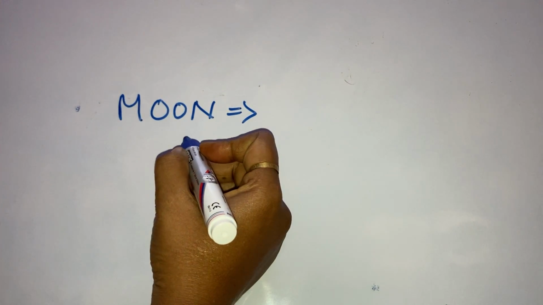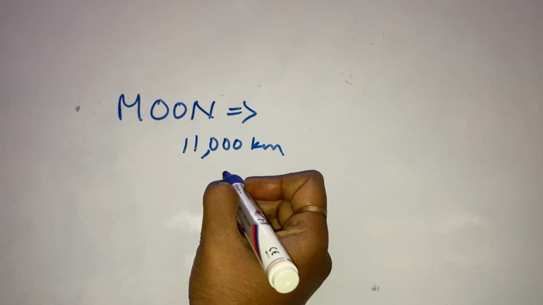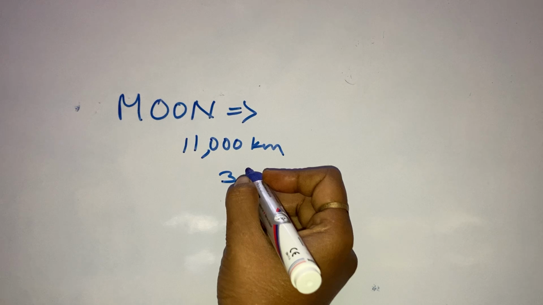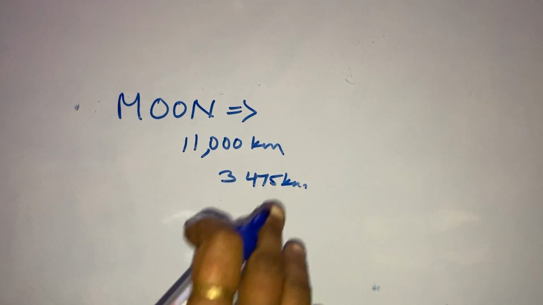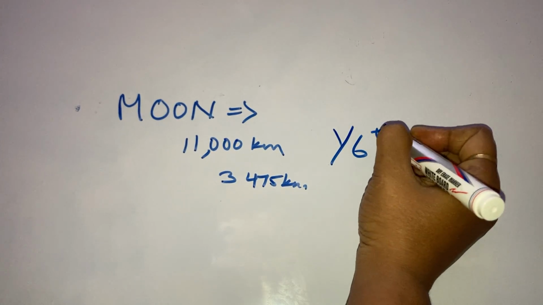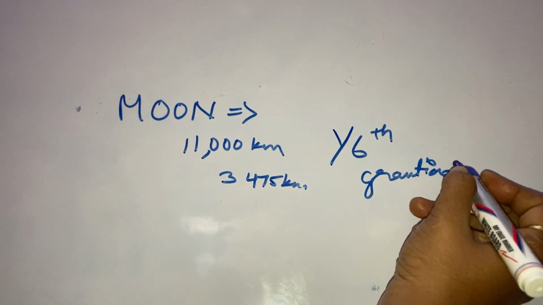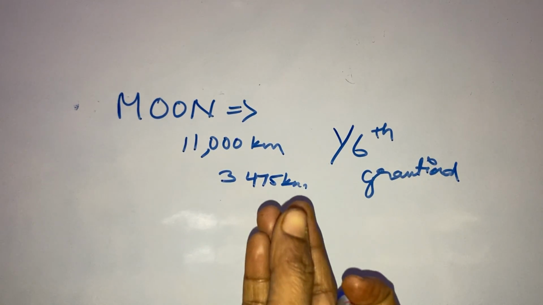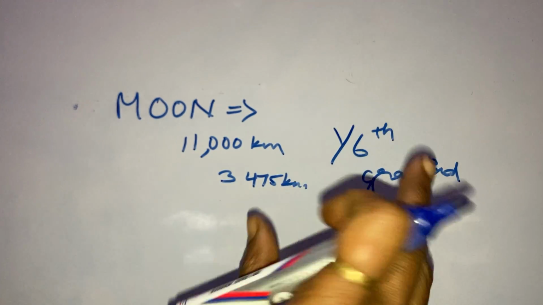Moon circumference is 11,000 kilometers and its diameter is 3,475 kilometers, and it has a gravitational pull of 1 by 6th of Earth. How much gravitational pull does it have? More than 1 by 6th of Earth. And it goes around the Earth in an elliptical orbit.